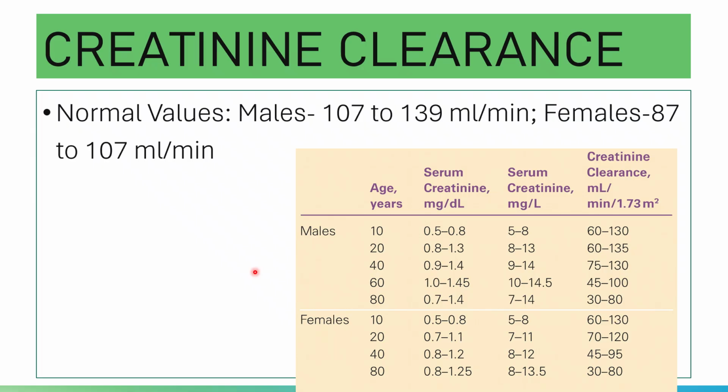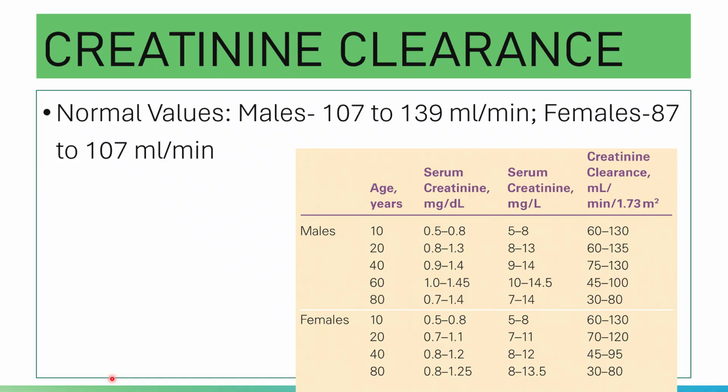Of course, you have the normal values listed here. For males, it is 107 to 139 mL per minute. For females, it is 87 to 107 mL per minute. So you have here reference intervals based on the age of your patient, and of course, the gender.